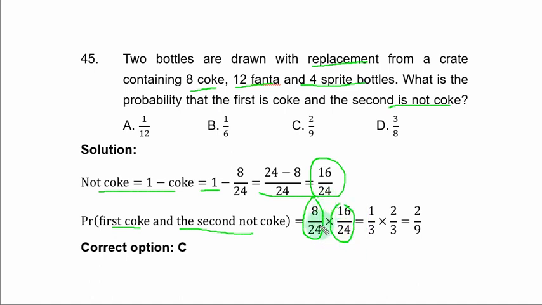If you reduce this term, you have 1 over 3. You reduce this term, you have 2 over 3. When you multiply, you have 2 over 9. C is the correct option.